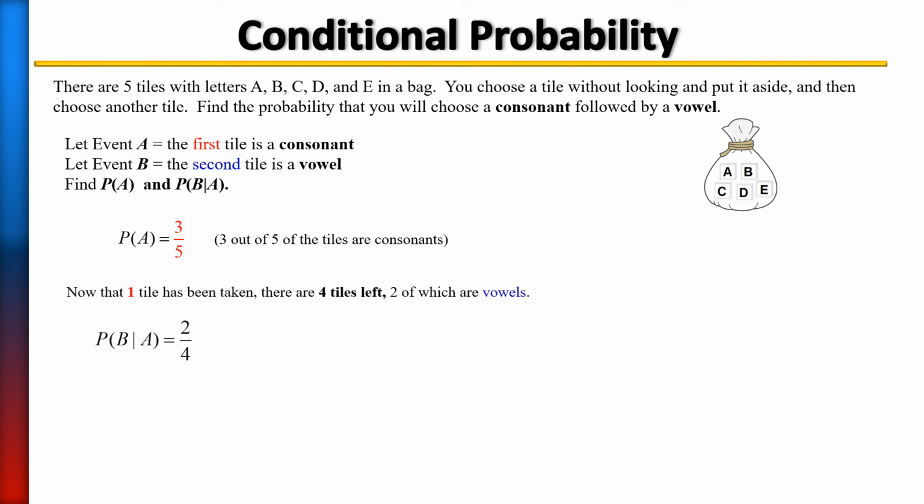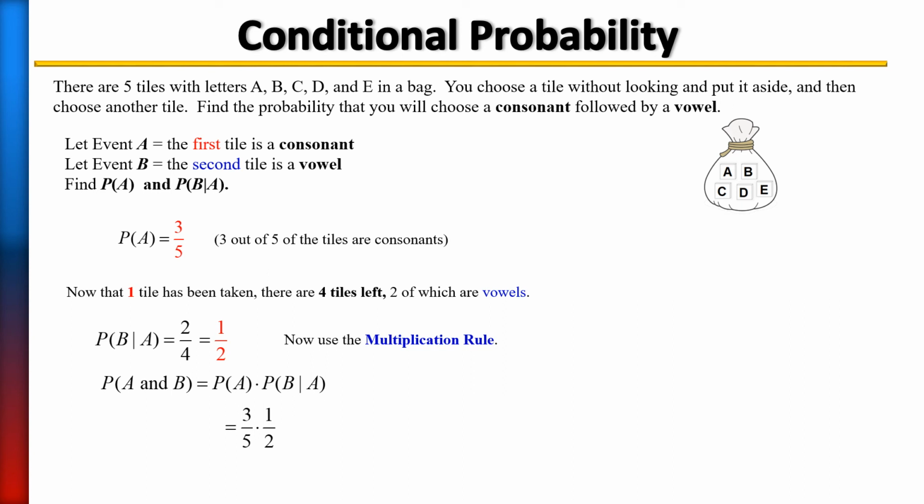So the probability of B, given that A has already occurred, is 1/2. Now to go ahead and find the probability of these two compound events, recall we're going to have to multiply the two fractions, which is called the multiplication rule. So let's go ahead and multiply the two together. 3/5 times 1/2.